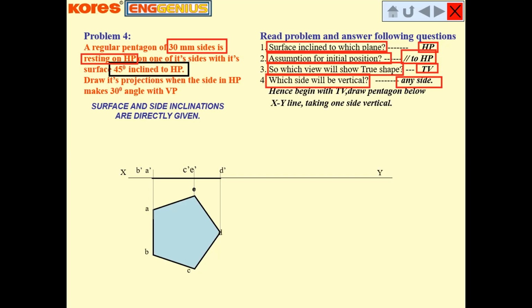First is the top view, which is below the XY line, and the front view is on the XY line, as the pentagon is resting on the horizontal plane, right? Now let us go to the next part. What is given? The next part is one of its sides with its surface inclined to HP. So now you are making some inclination of this particular plane. Right now, this is resting on HP.